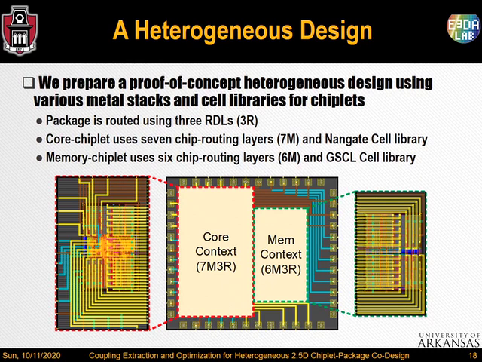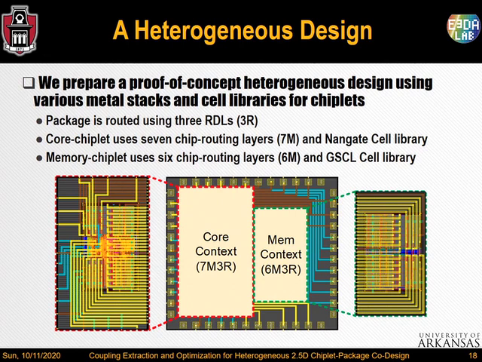We prepared a proof of concept heterogeneous design using 45 nanometer technology. To simulate the heterogeneity from the design tool's perspective, we used different cell libraries and different numbers of chiplet routing layers to design the two chiplets. This way, we can compare the heterogeneous design with the homogeneous design prepared using the holistic flow. The package routing technology is the same and uses 3 redistribution layers. The core chiplet uses 7 metal layers and NAND gate cell library. The memory chiplet uses 6 metal layers and GSCL cell library shipped with the 45 nanometer free PDK technology.